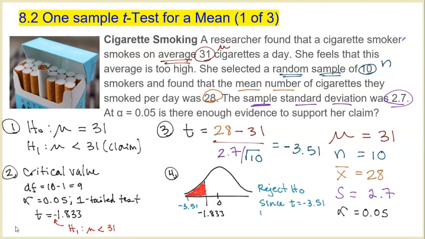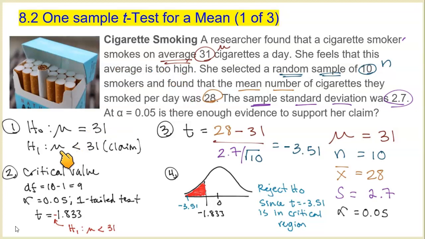That's the decision that we've talked about previously: if the test value is inside the critical region, then that lets us know that we need to reject the null hypothesis. Then once we have our decision, we just have to summarize that. In the question, it says, is there evidence to support her claim? Well, this was the claim that the average was too high.